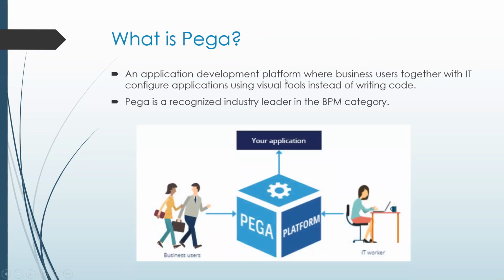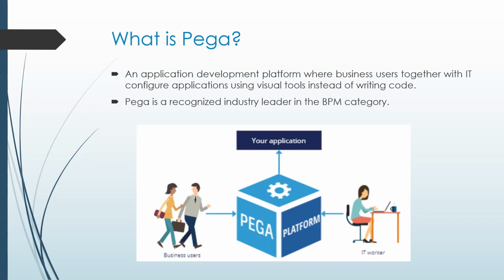So as I said, Pega is an application development platform where business users work together with the IT. And here, instead of writing lines and lines of code, we get to see a lot of visual tools. When I try to build the same application in Java, I need to write lines and lines of code. But when it is built using Pega, you get to use a lot of visual tools rather than writing code.